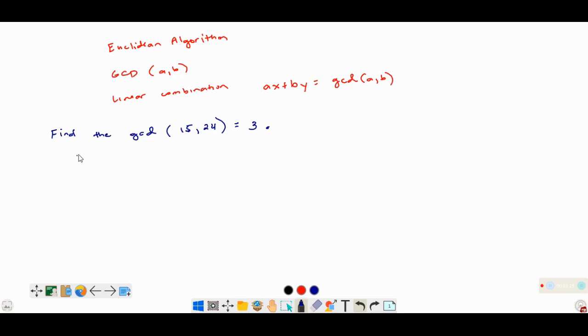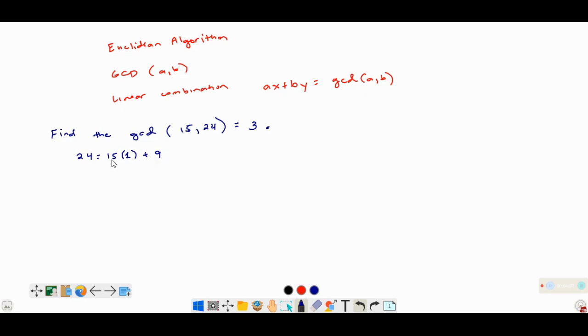So this is how you do it. Just start with the greater number. We have 24. Then write it using the sum of the smaller number multiplied by the quotient of these two. 24 divided by 15 is 1 plus the remainder. So if you have 15 times 1, how will it equate 24? You have to add 9.